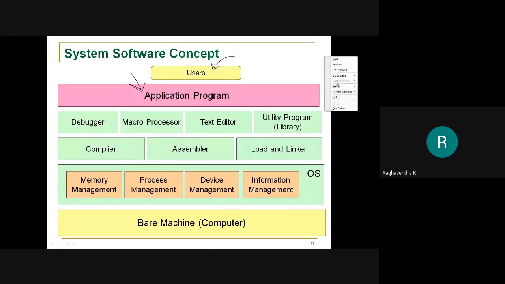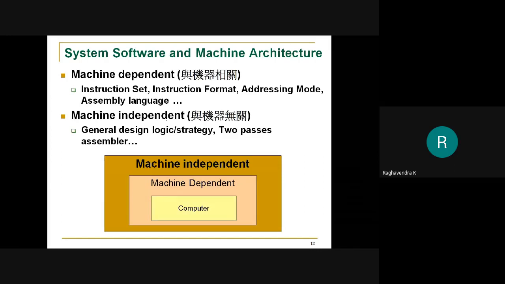So this is the layer-wise division of systems. As I mentioned, the two differences are machine dependency and machine independence. System software is machine dependent because the hardware can vary from computer system to computer system. It can vary in terms of instruction set, instruction format, addressing mode, and the languages that it supports. Depending upon that, the features of the system software also vary. That's why it is called machine dependency.